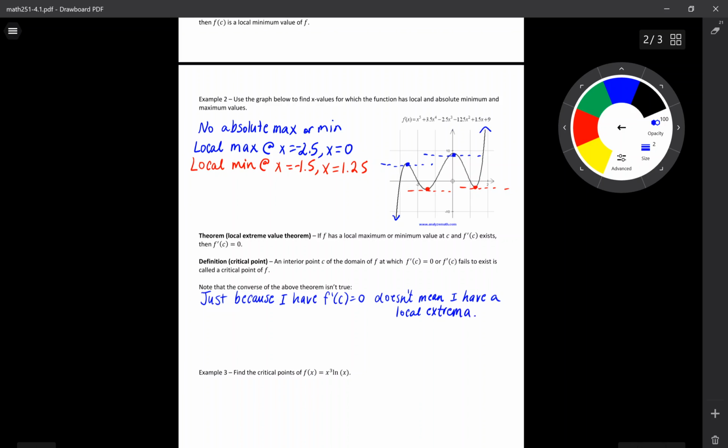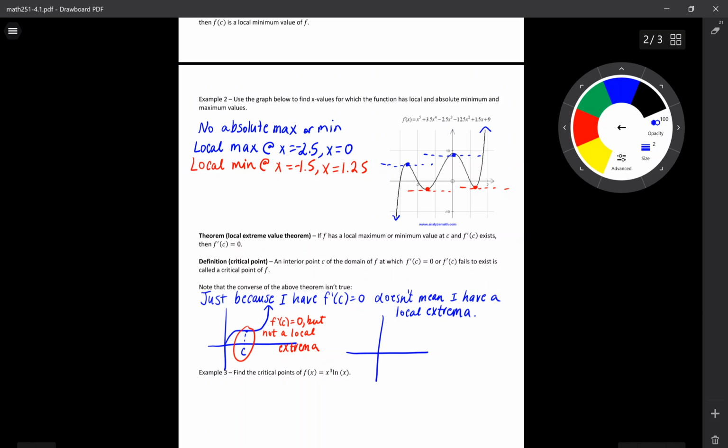So for example, if I have a function that looks like this, at this point right here, c, we'll say, here I have f prime of c is equal to 0, but that point is not a local max or a local min. So f prime of c is equal to 0, but not a local extrema. We'll learn what this is called. This has a special name. It's point C.